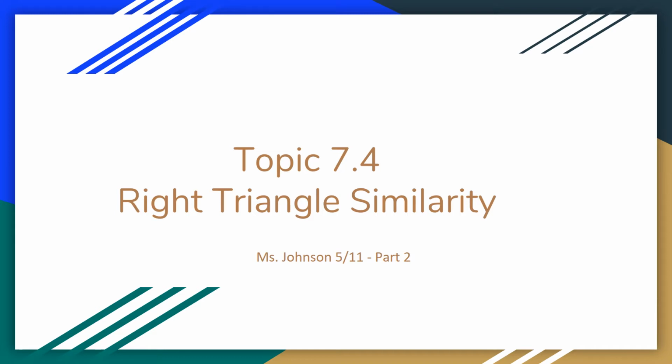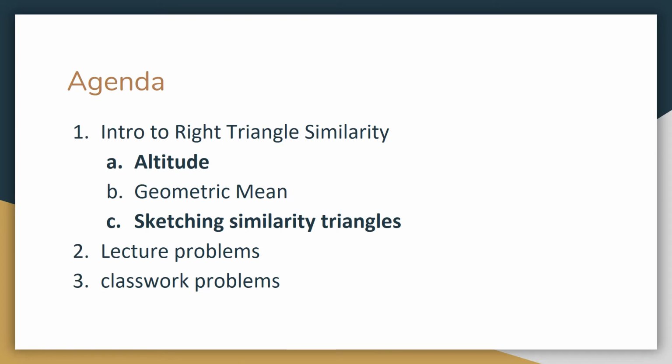Today we are finishing up section 7.4, right triangle similarity. Last Friday we talked about geometric means, which was a part of this right triangle similarity. We also solved a right triangle that was divided by creating an altitude. And today we're just finishing up. So today we will talk more on altitude and sketching similar triangles, which is very short. We'll do some problems and then you'll have classwork.